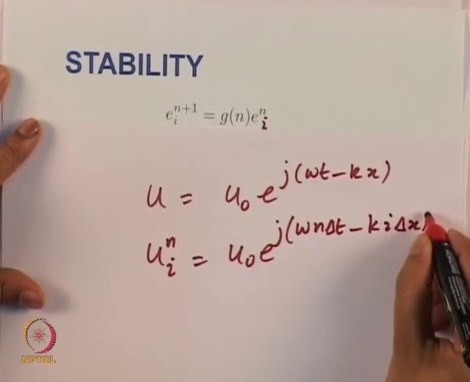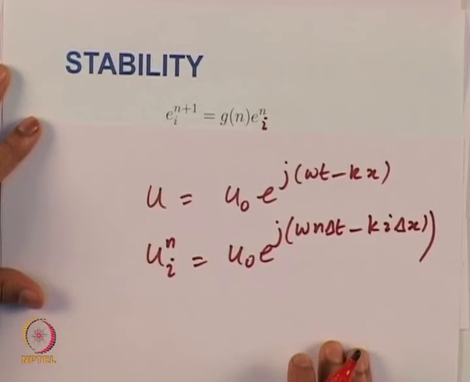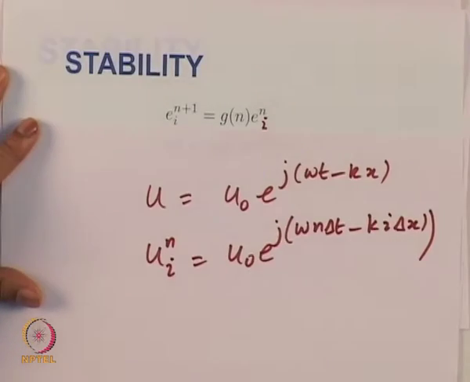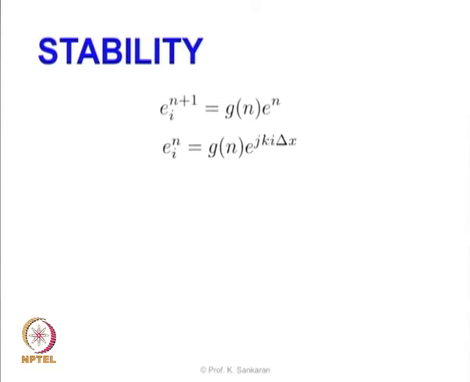So in the case of the error that is coming at the step n plus 1, we can write this as a function of delta x, and that is what we have done here. What we have written here is E of I of n equal to G to the n, E to the j k I delta x, and here we are only interested in the value of error that is coming from the delta x, and of course the value of delta t is hidden within this n.